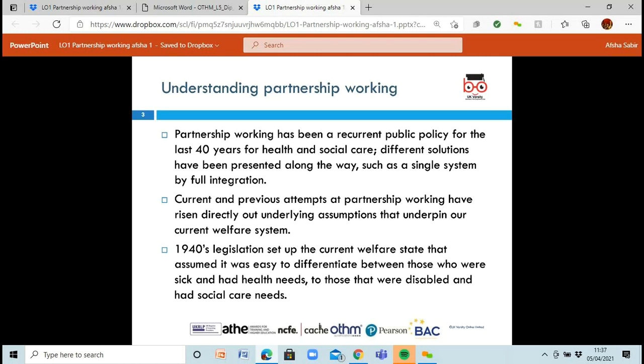There's different legislations that have been set up, and it was assumed that it was easy to differentiate between those who were sick and had health needs and those who were disabled and had social needs. Now, it wasn't. What happened earlier was that you thought if you're sick, you get your medicine and you're done. Healthcare, mental care wasn't really focused on as much. But obviously now, as we've developed, as we've become more aware of the different needs, that has come more into play.